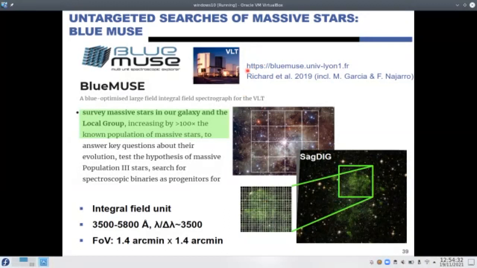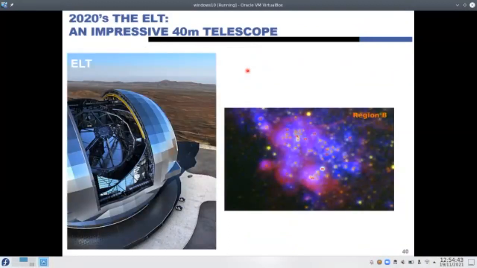But this spectrograph is going to be mounted on the Very Large Telescope, and we are going to have a sensitivity limit. What do we need to reach fainter stars? To reach fainter stars, we need a larger telescope. And luckily for us, the European Extremely Large Telescope is under construction. It's a telescope that has a 39 meter diameter. To give you a feeling, the largest telescope that we have right now is the Gran Telescopio de Canarias with 10 meter diameter. There's a new whole generation of large telescopes being built, and the ELT is one of them.